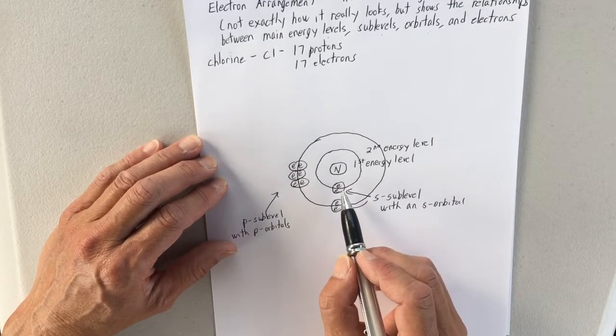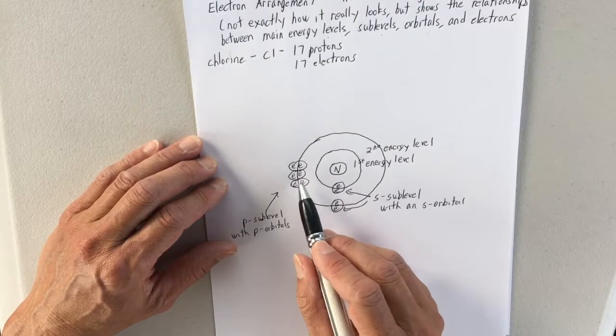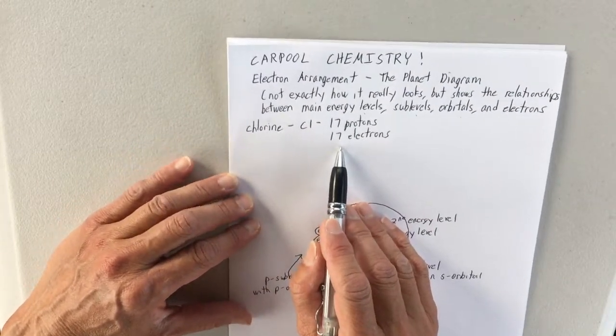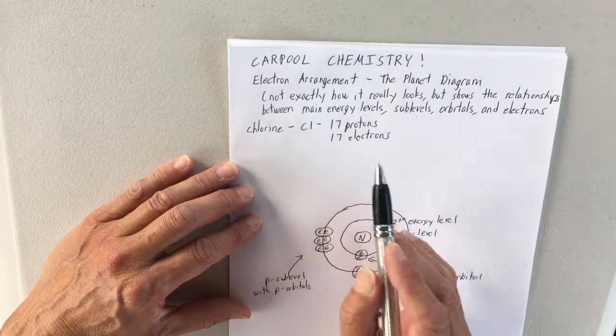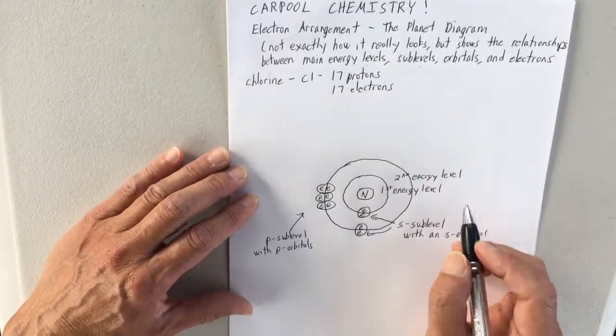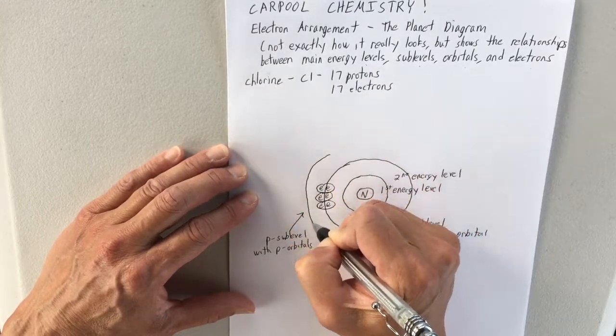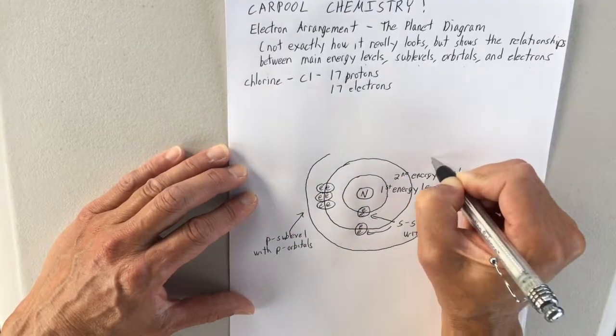And so far, we've placed 2, 4, 6, 8, 10 electrons out of a total of 17. That means we need to place 7 more electrons. Since the second energy level is now filled to completion, we move on up to the third energy level.